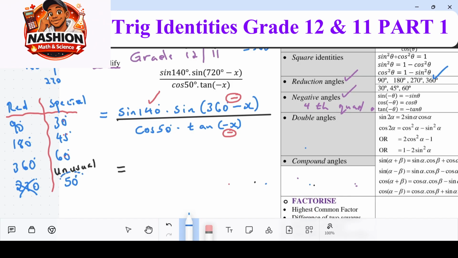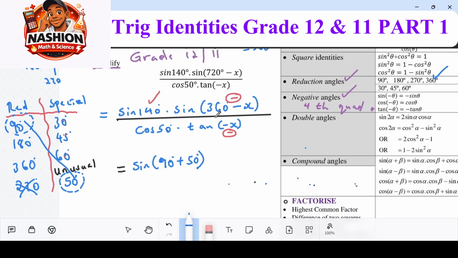50 degrees, guys, and which reduction angle, when we add or subtract them, we get 140? Which one? That will be 90 degrees, because 90 plus 50 will give us 140. So you're going to break down this 140 into 90 degrees plus 50. See, we are winning already. Then when we get to cos 50 degrees, we are just going to repeat it the way it is.